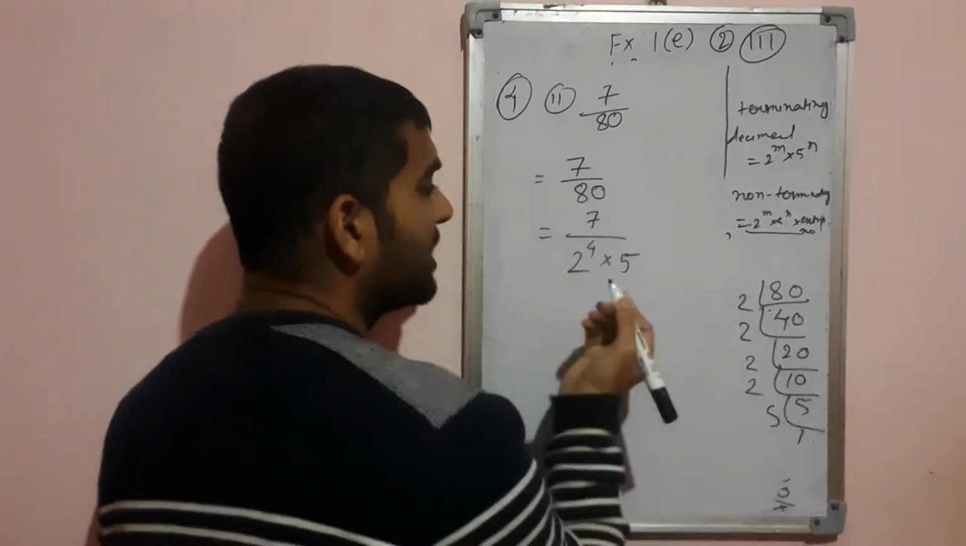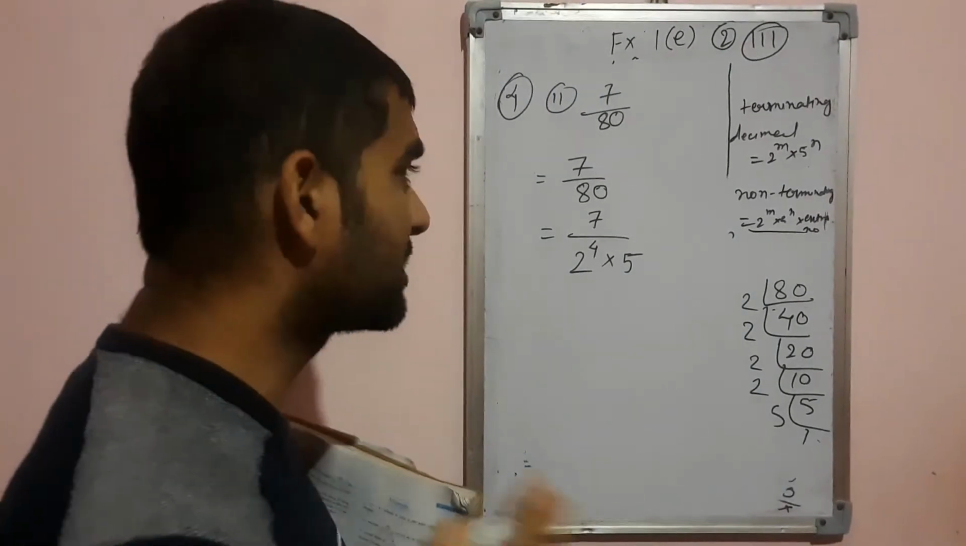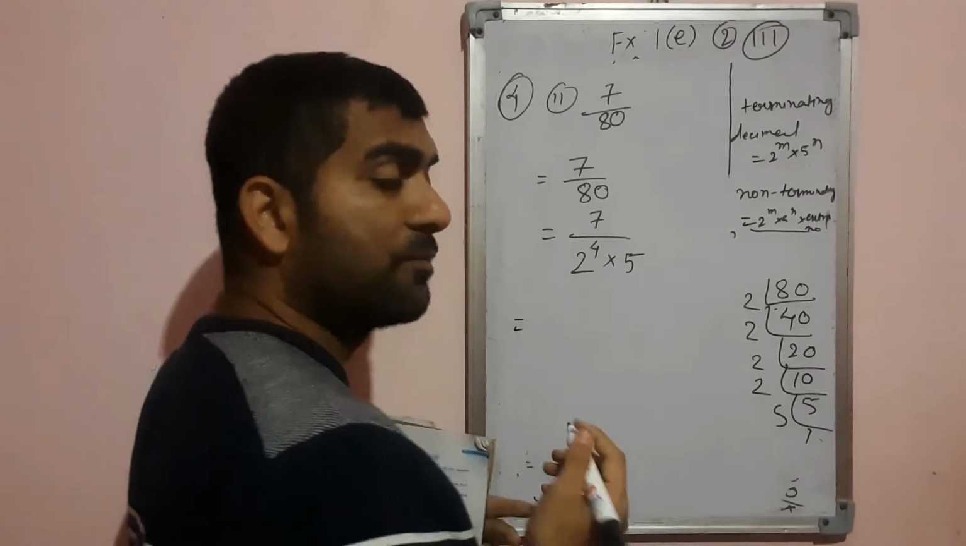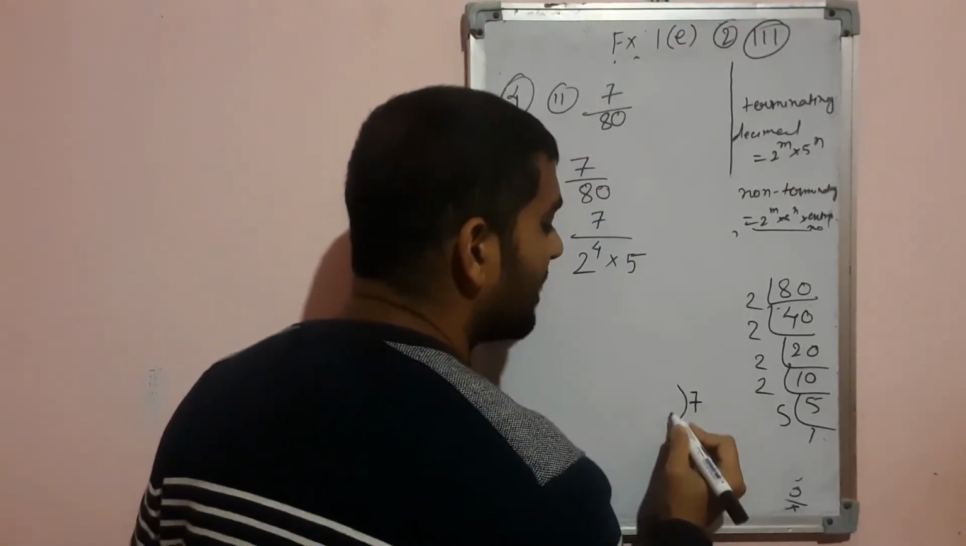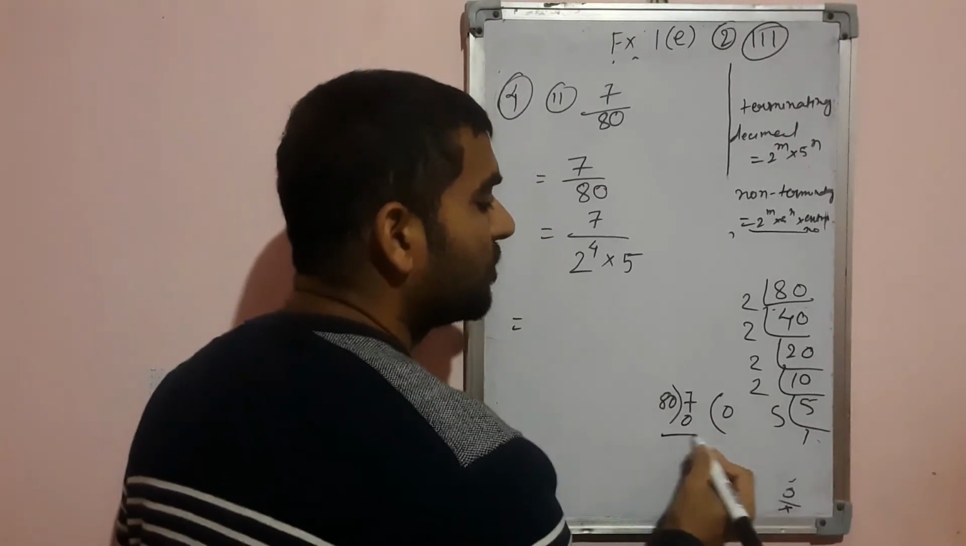Next step, what will you be writing? You have got it in this form. Now you write it in fraction. How to write in fraction? You will divide 7 by 80. So 7 divided by 80, what will you get? 0 times, right? So you got 0, 7.